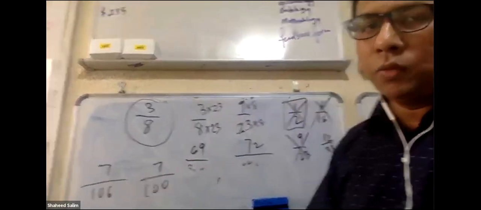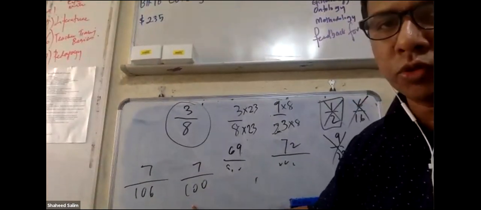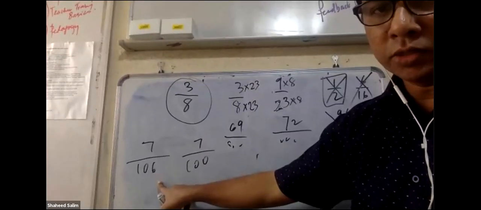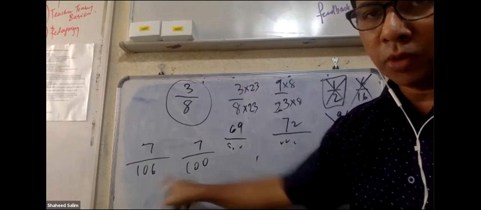Zahira, which one is bigger, which one is smaller? Is 7 over 106 bigger or smaller than 7 over 100? Smaller. Sophia, you agree? Smaller, she said. Shafika, you agree? Is this smaller or bigger?